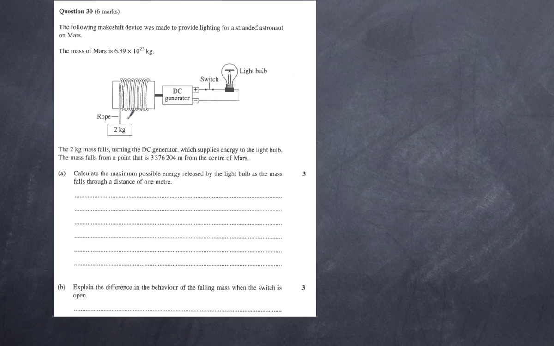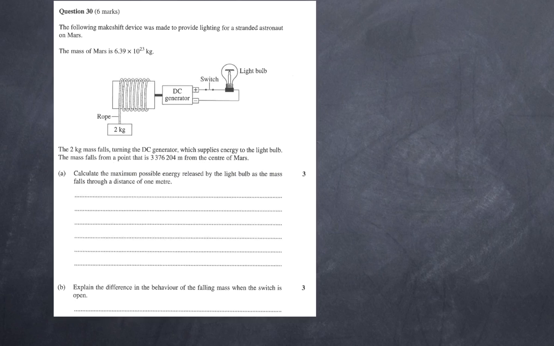And the last question involves the generation of electricity by having a rope pull a pulley, which turns a magnet or some sort of rotor, which produces a current and therefore lights the light bulb. And in this case, you are asked to calculate the maximum possible energy released by the light bulb as the mass falls through the distance of 1 meter.